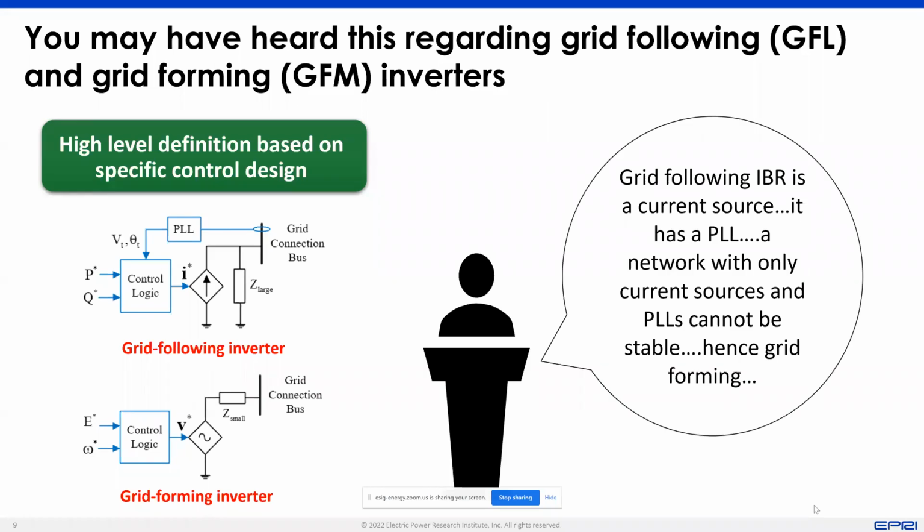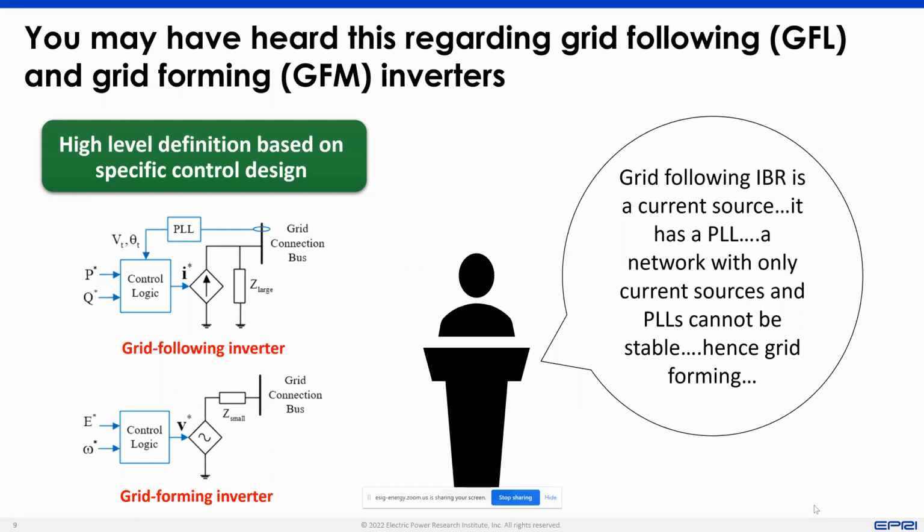But along with this representation, and this is of course high level, if I dig into this more deeply, there are nuances involved. But from a high level perspective, you might have heard these statements that grid following inverters are current sources, and if there is a network with only current sources, it cannot operate, and hence we want to go towards a voltage source. Now, at that high level, yes, that statement is true, it is valid.